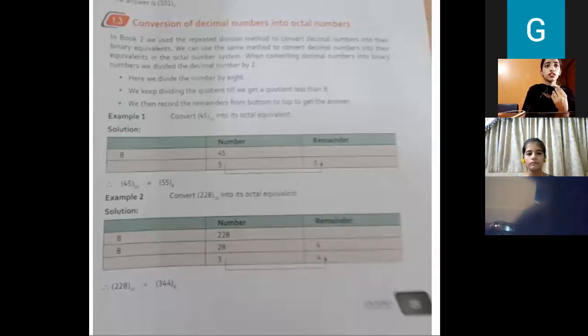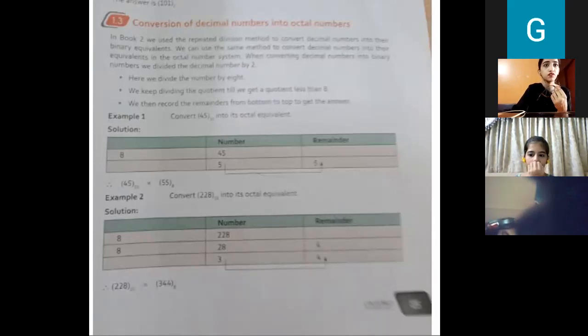Then we record the remainders from the bottom to top to get the answer. When we have a quotient less than 8, we just note down the remainders, but we write them in the decreasing side, that is, from bottom to top, not from top to bottom. We write it in reverse.